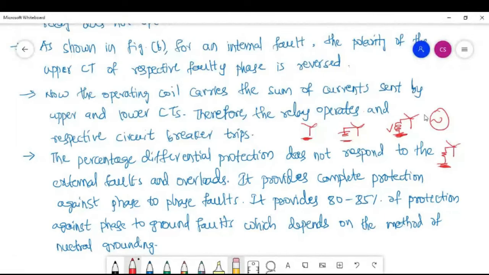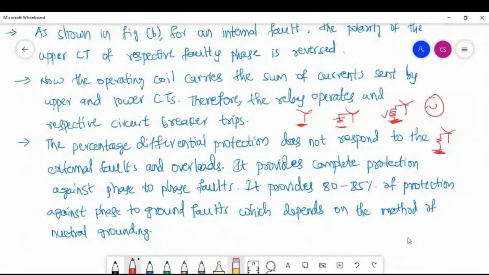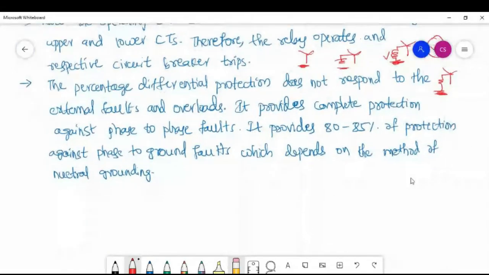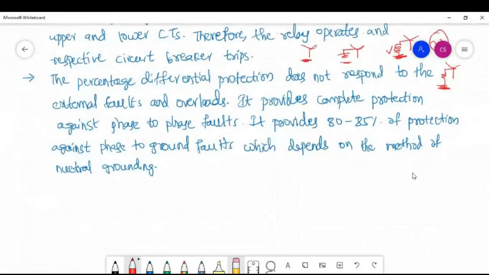So for that reason, we say that 80 to 85% of protection is possible against phase to ground faults, which again depends on the method of neutral grounding. So this is the reason why it provides only 80 to 85%.